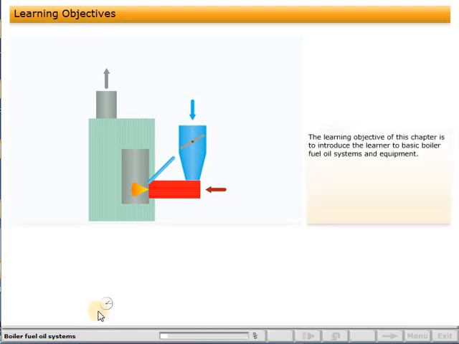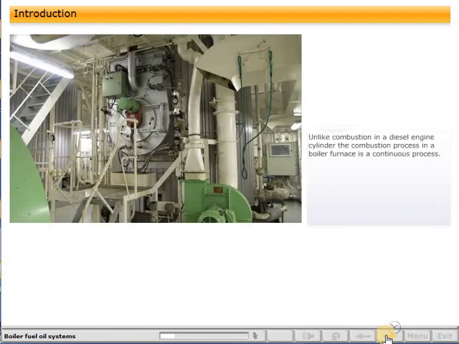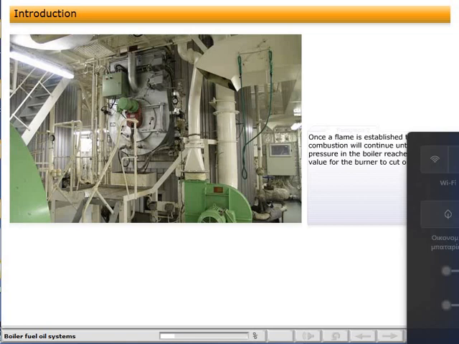The learning objective of this chapter is to introduce the learner to basic boiler fuel oil systems and equipment. Unlike combustion in a diesel engine cylinder, the combustion process in a boiler furnace is a continuous process. Once a flame is established, the combustion will continue until the steam pressure in the boiler reaches the preset value for the burner to cut out.